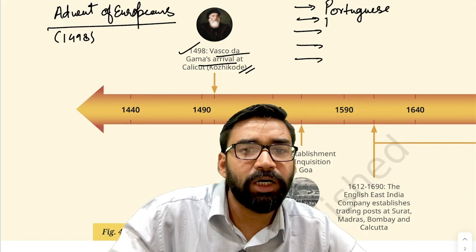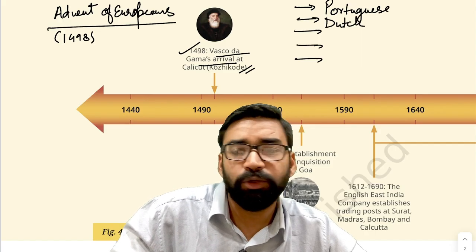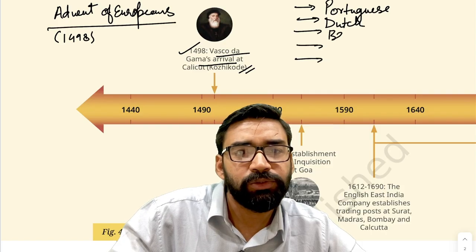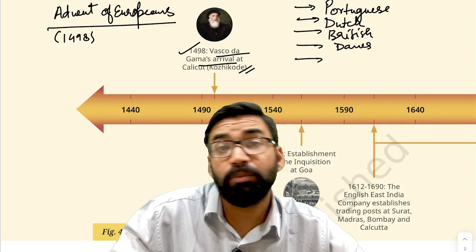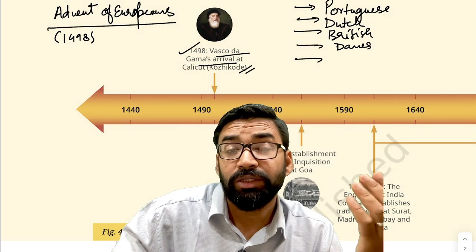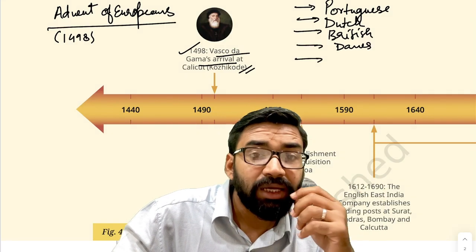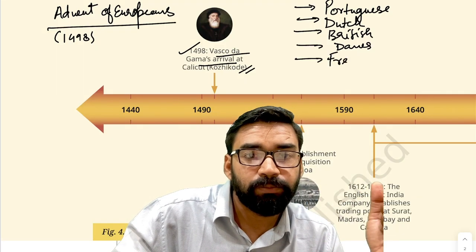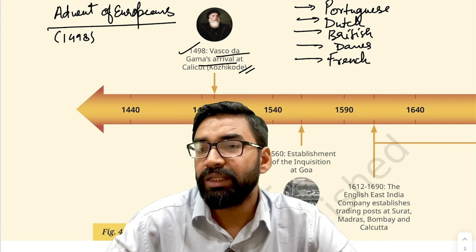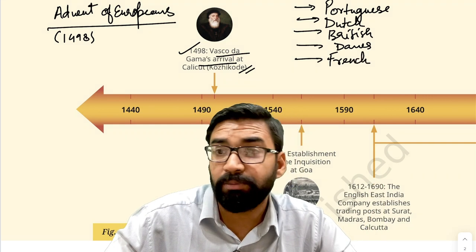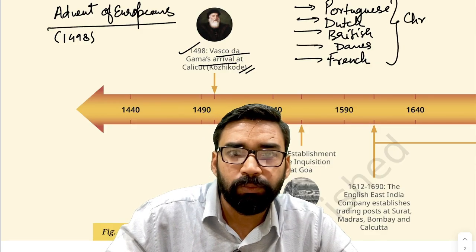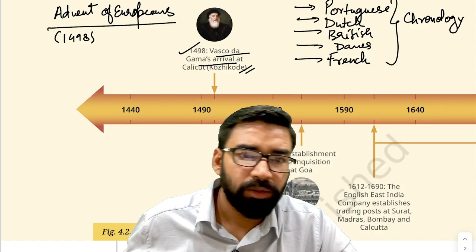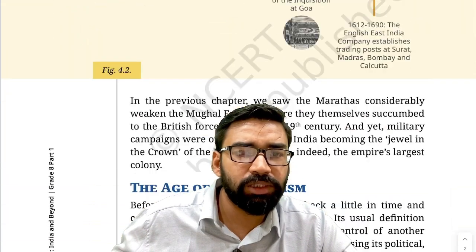Second were Dutch. Third European power to come, British. Fourth, Danes, traders from Denmark, and Dutch, they were the traders from Netherlands. And then last, French. These five powers are in chronology. This chronology you should know. So now we are going to discuss these things.